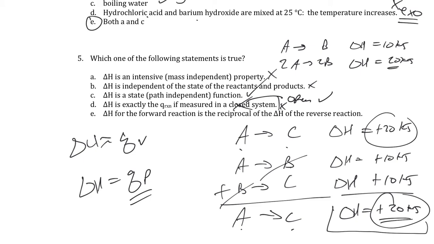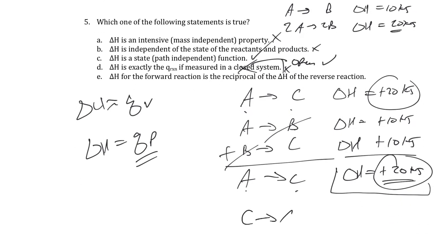Delta H for the forward reaction is the reciprocal of the delta H for the reverse reaction. The reciprocal is 1 over, and that's not true. If you flip a reaction, C to A, you flip the sign of delta H. So it's the negative of the sign, not the reciprocal. To answer the question would be the state function one, C.